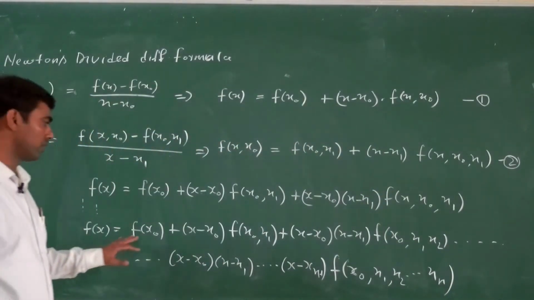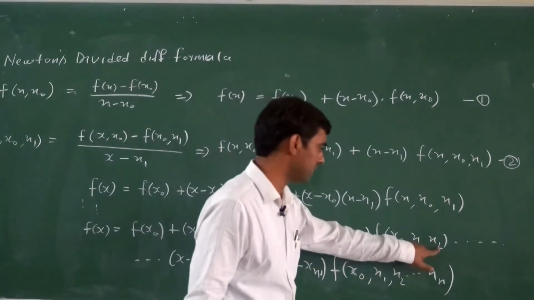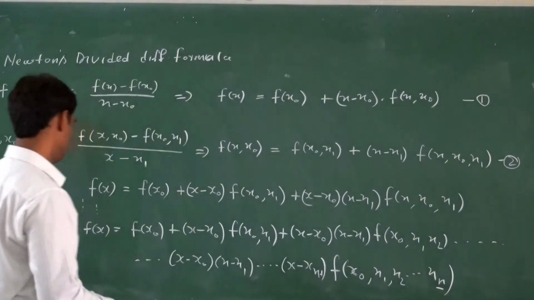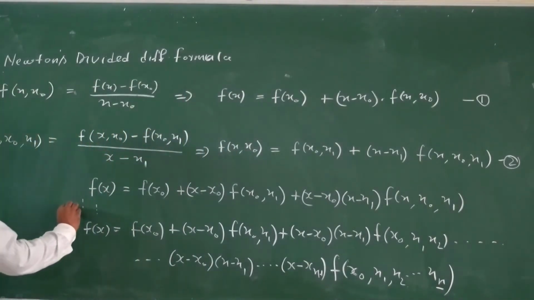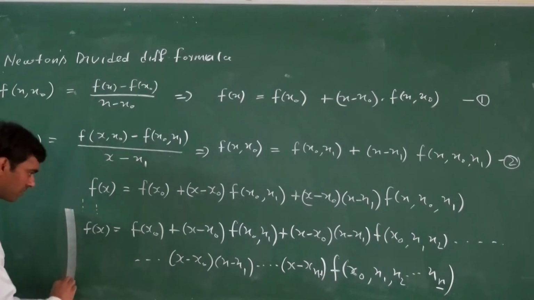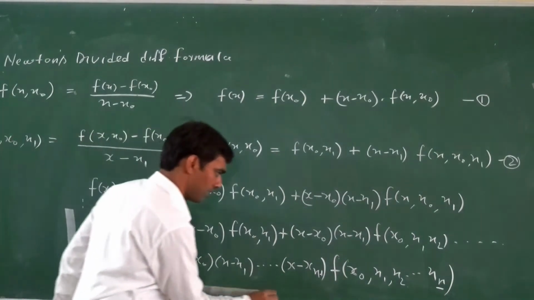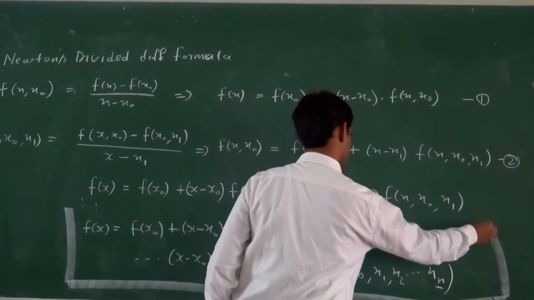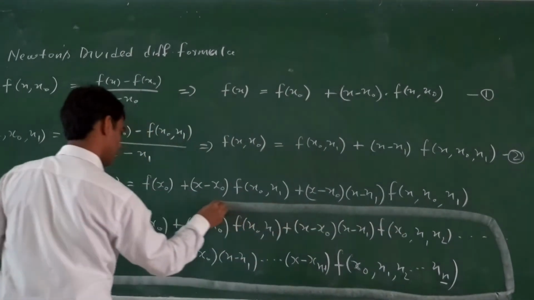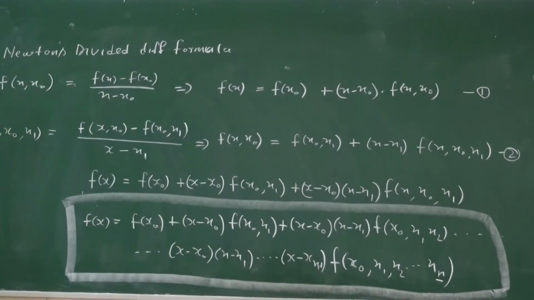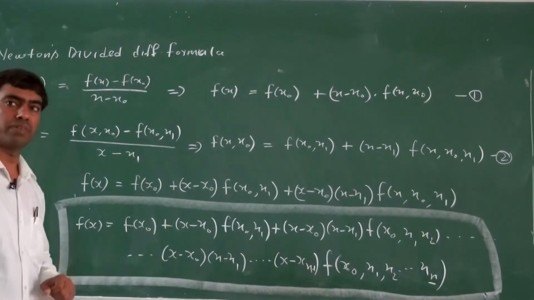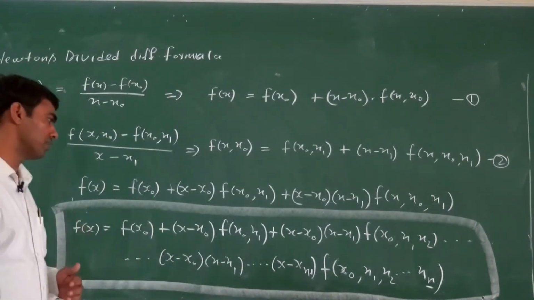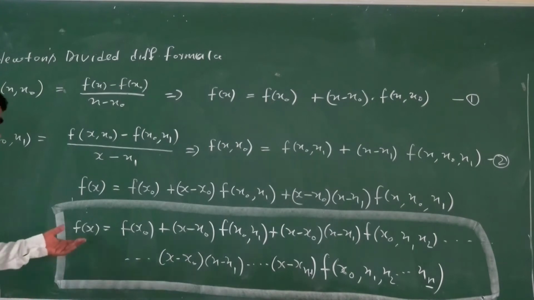This is the first order divided difference, this is the second order divided difference, and similarly this is the nth order divided difference. So this is the general Newton divided difference formula. To solve a numerical example, there is a need to remember this formula. It becomes very easy to remember.